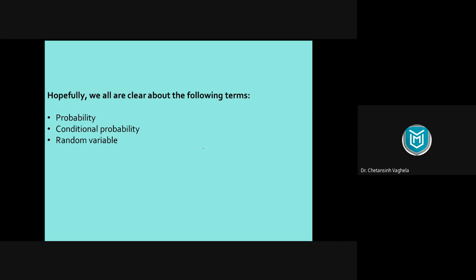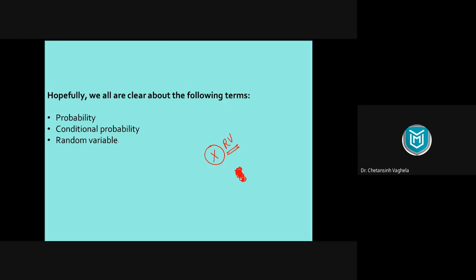Random variable. We are habituated to denote a random variable with a capital letter, either X or Y. Usually we deal with X. So random variable X is actually a number which we are associating with the outcome of the experiment. If we associate a number with the outcome of an experiment, then that number is known as a random variable. As simple as that.